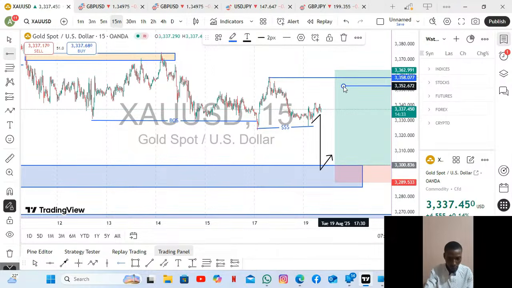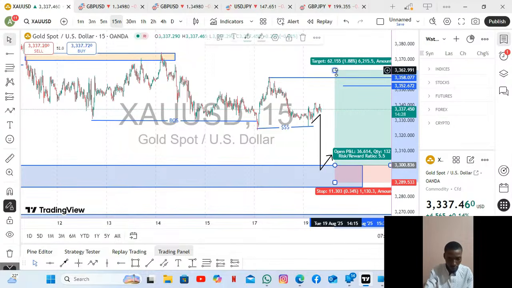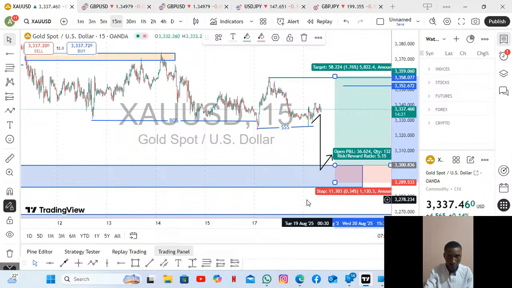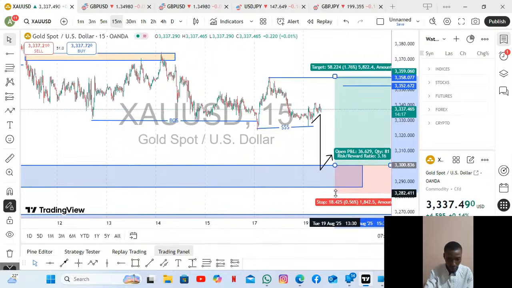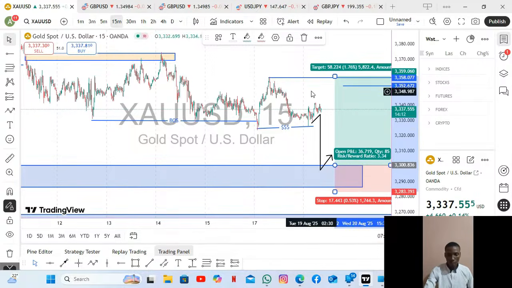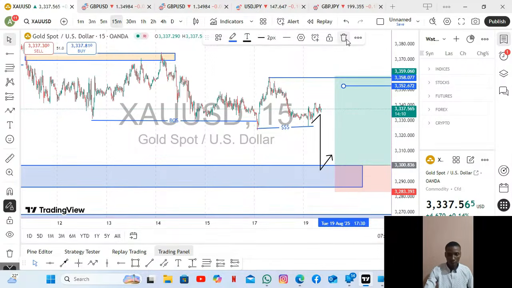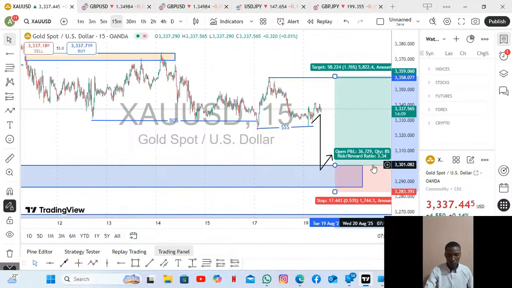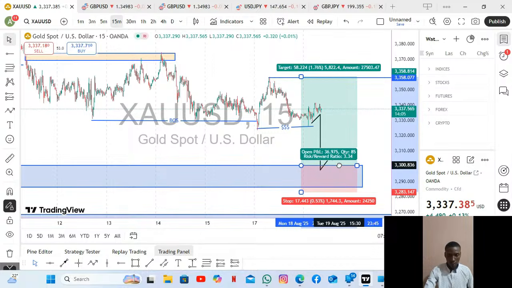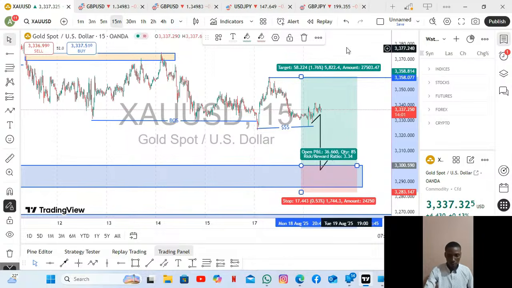Take some profit here for now, and our stop loss will be here. So, all right, guys, this is what we have for gold for now, and I will also be joining the trade. We expect gold to sweep into this.